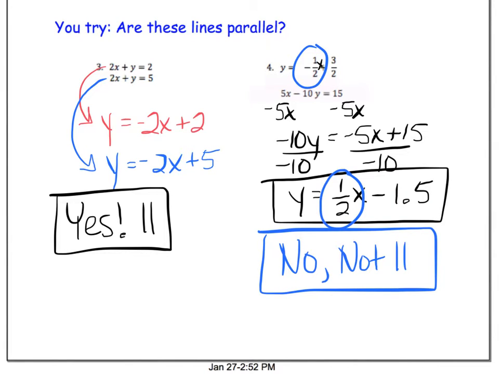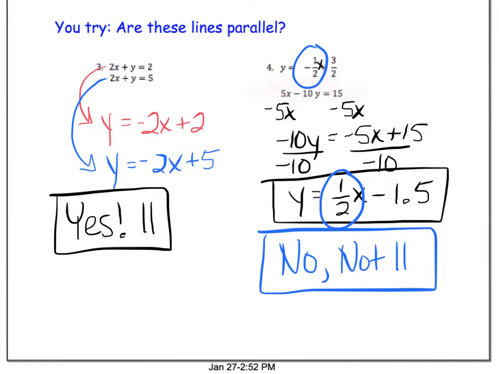Take a look at this work and the answers. Number 3, they are parallel because their slopes are both negative 2. And number 4, they want to be parallel, but apparently they're not because the signs are different. Your signs also have to match. Because this sign here is a negative 1/2 and this sign here is a positive 1/2, they are not parallel.